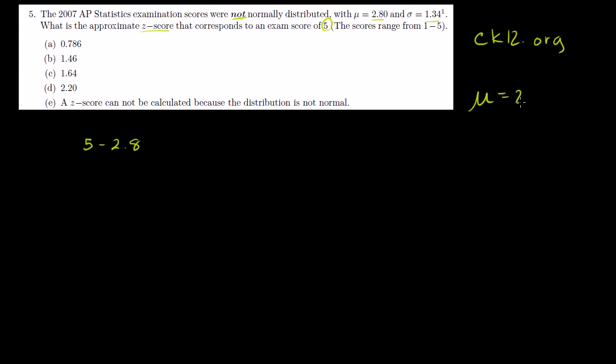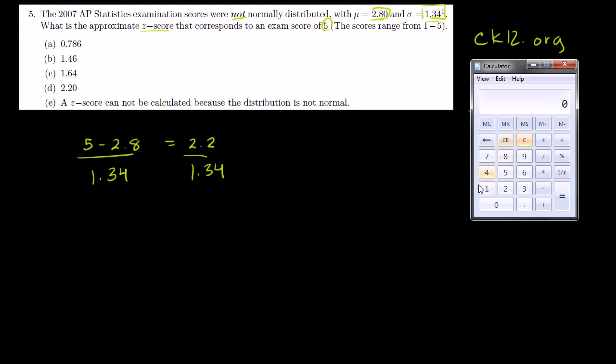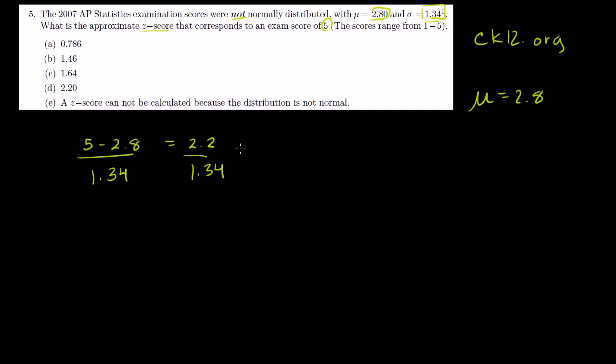Let me be very clear. The mean is 2.8. They give us that. Didn't even have to calculate it. So 5 minus 2.8 is equal to 2.2. So we're 2.2 above the mean. And if we want that in terms of standard deviations, we just divide by our standard deviation, 1.34. I'll take out the calculator for this. So 2.2 divided by 1.34 is equal to 1.64, and that's choice C.